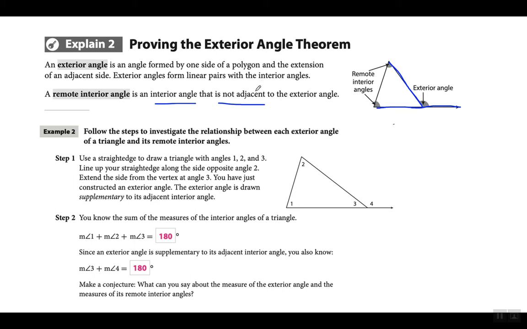A remote interior angle is an interior angle that is not adjacent to the exterior angle. Again, adjacent means next to. So let me read it again. A remote interior angle is an interior angle, so it's an angle on the inside, that is not next to the exterior angle. So both of these are remote interior angles, because they are on the inside of the polygon and they are not next to this exterior angle. Make sure you understand what remote interior angles are, because we're going to use that to solve a bunch of problems in a second.